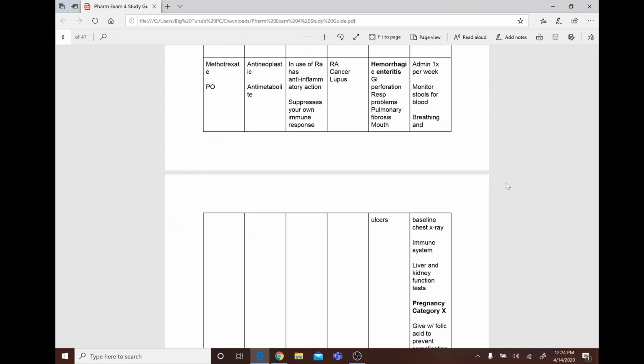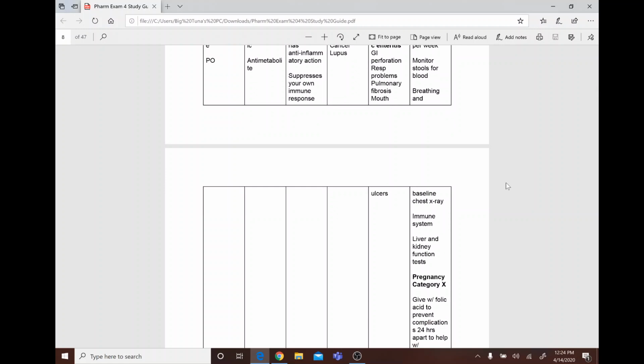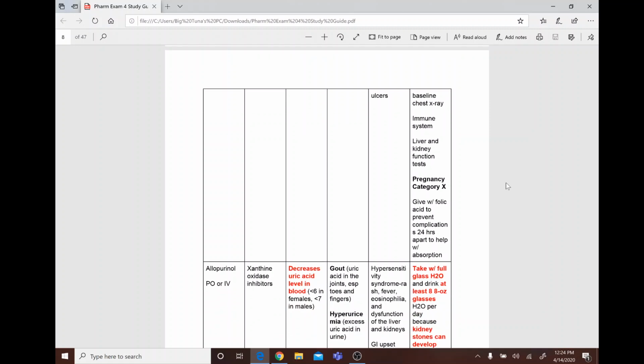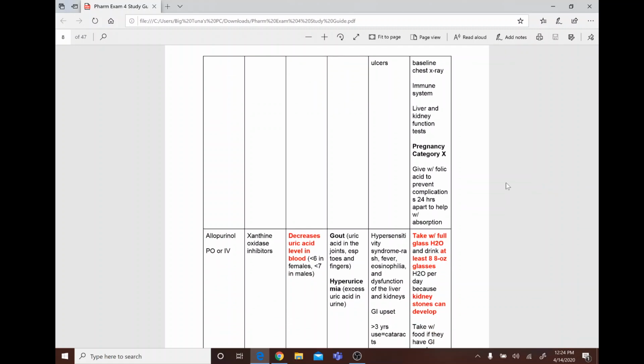You want to monitor stools for blood. You want to look at breathing and baseline chest X-ray, immune system, liver and kidney function tests. It's a pregnancy category X drug, and you want to give methotrexate with folic acid to prevent complications, and you want to take these two 24 hours apart to help with absorption.